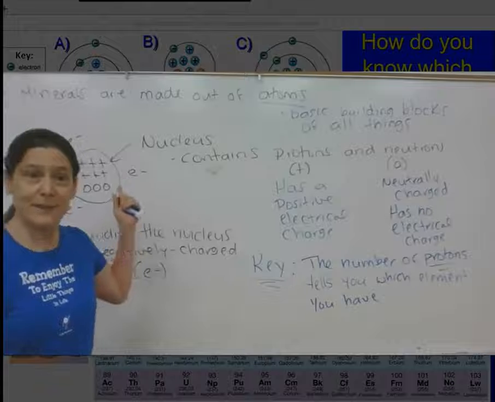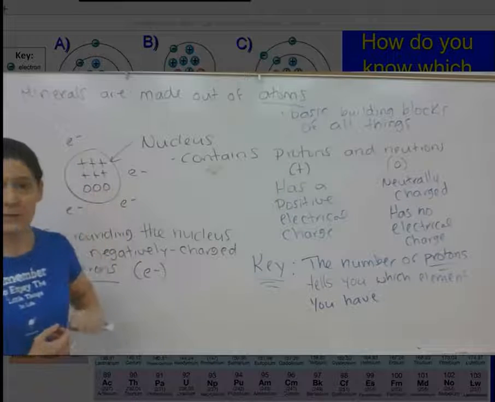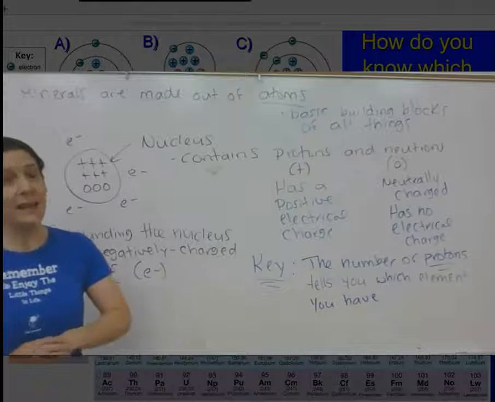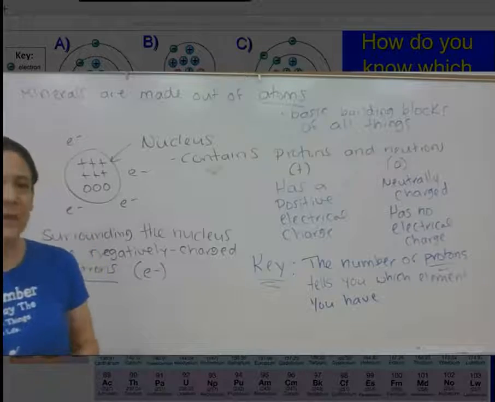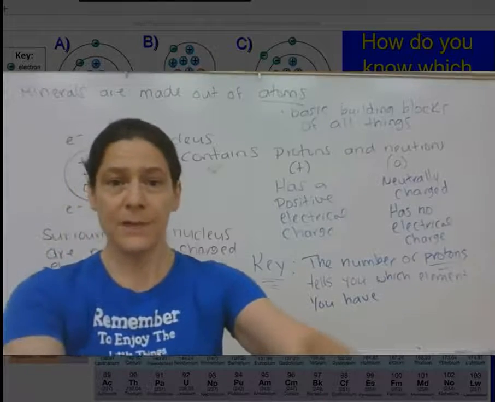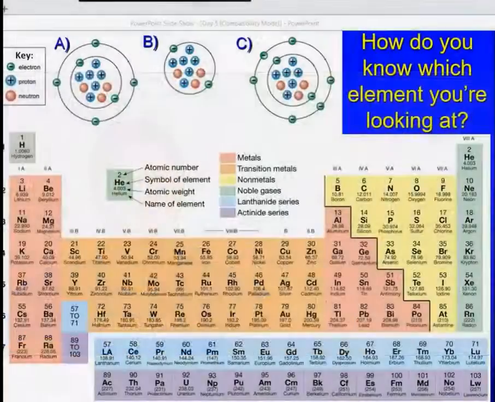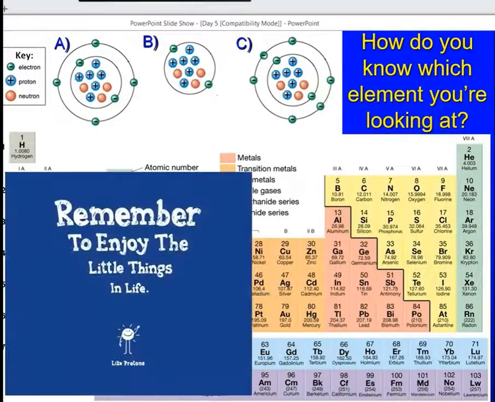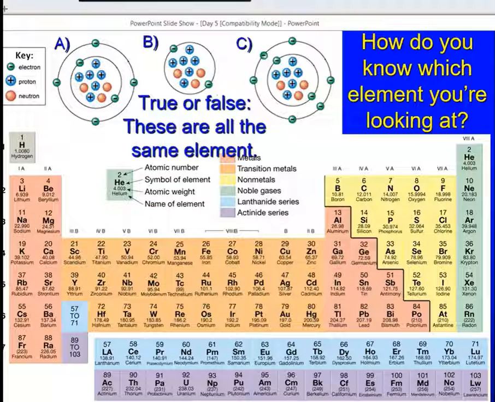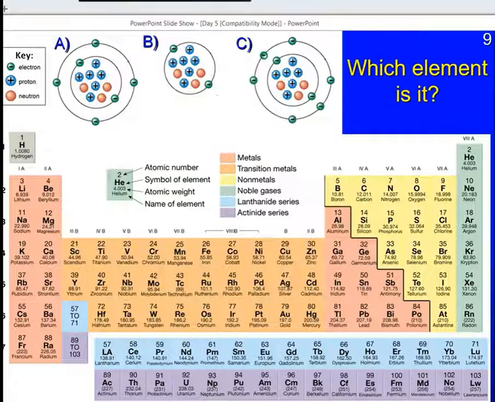This particular example here on the board contains 6 protons. So it is the 6th element on the periodic table. And I'm going to pull up the periodic table just a second. You'll see that it is carbon. So what is drawn on the board, what I put on this sheet here, are 3 different versions of carbon. So again, true or false, these are all the same element. Same number of protons, yes, and it is carbon.